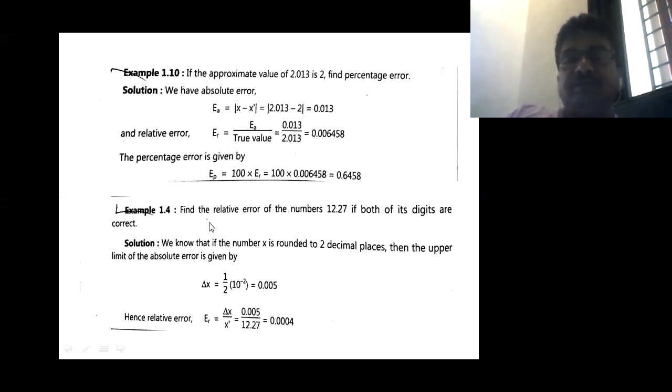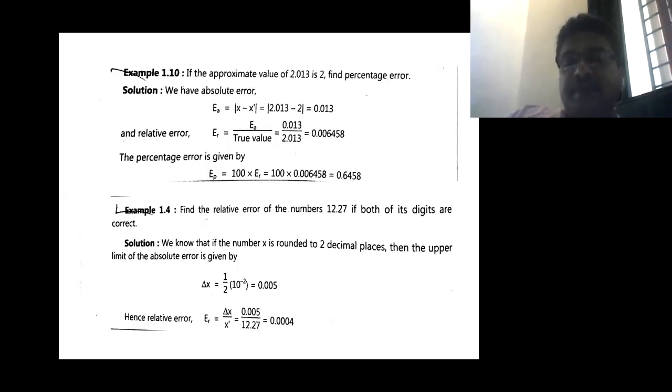So the next question is, find the relative error of the number 12.27 if both of its digits are correct. So this number is rounded to 2 decimal places, and therefore the upper limit of absolute error, delta x, is equal to 1/2 into 10 raised to minus 2, because after the point in 12.27 there are 2 digits. The formula for the upper limit of the absolute error is delta x.